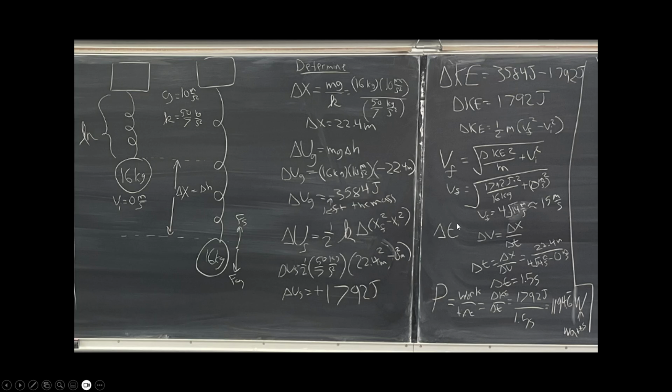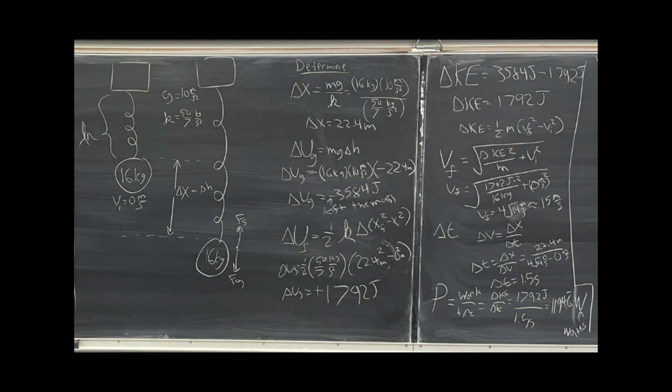Next thing we can calculate is delta t, which is roughly, the change in velocity equals the change in displacement over the change in time. So delta t is delta x over delta v, or 22.4 meters divided by the quantity 4 square root of 14 meters per second minus 0 meters per second, or the initial velocity. This gets us to a change in time of 1.5 seconds.